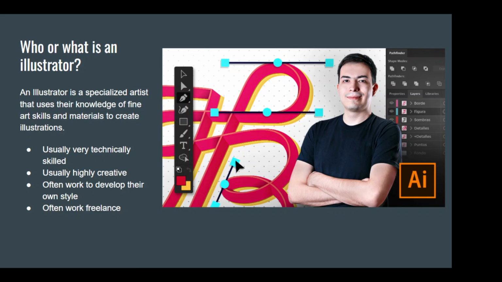What is unique to illustrators, that they do not have in common with graphic designers but do share with fine arts, is that they work to develop their own style. A graphic designer typically doesn't, they're a little bit more fluid in their style because they have different clients that need and want different things, versus an illustrator, where people will seek out an illustrator specifically because of their style of drawing, painting, or digital creations.